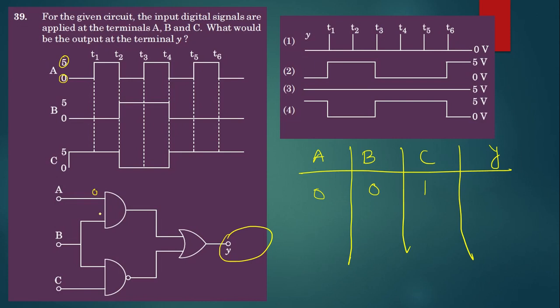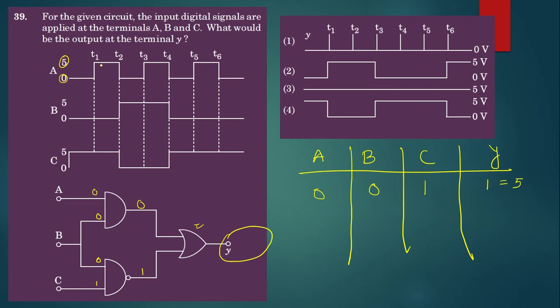0, 0, 0, 1. This gate is an AND gate, so 0 into 0 is 0. This is a NAND gate, 0 into 1 is 0, but the complement will be 1. This gate is an OR gate, 1 plus 0 will be equal to 1, so the output will be 1. 1 means 5. Let me go to the next pulse.